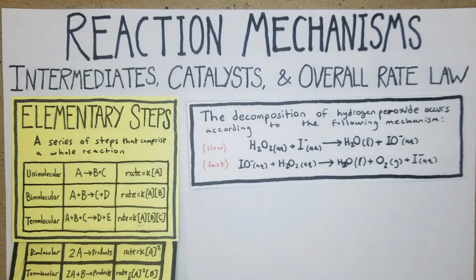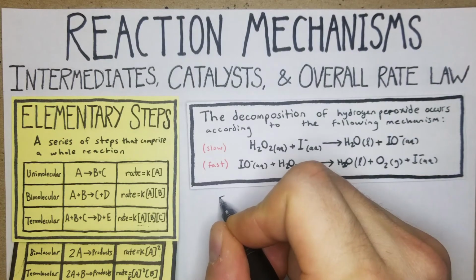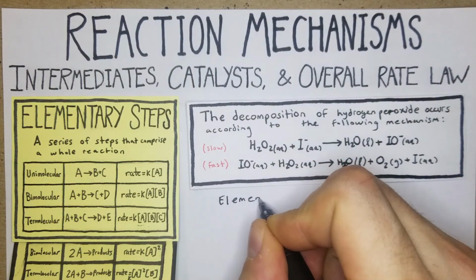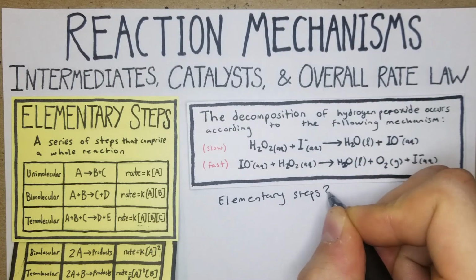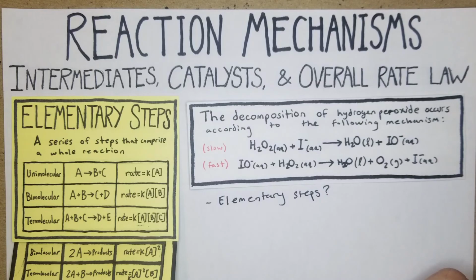So here we have the decomposition of hydrogen peroxide occurs according to the following mechanism. We have these two reactions here, and one is slow and one is fast. So what we're going to do here, we're going to start with the elementary steps. And I'm just going to break this down into the questions that are typically asked. So the first one might ask, what are the elementary steps?